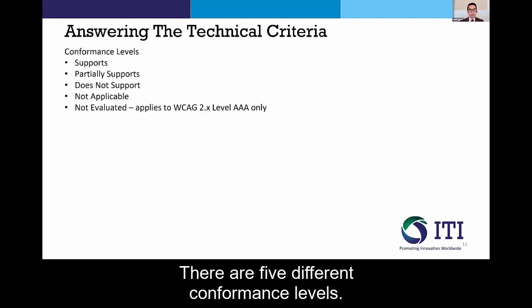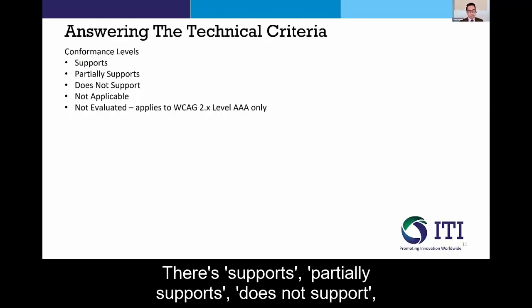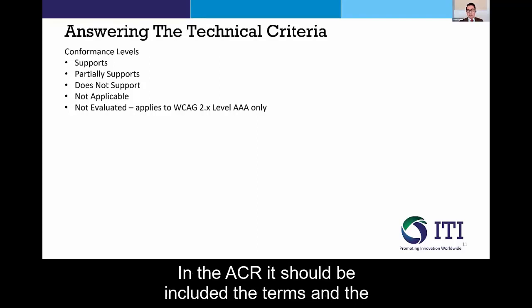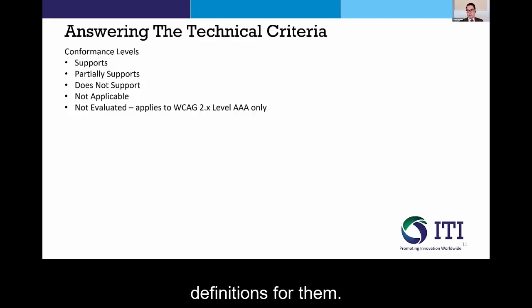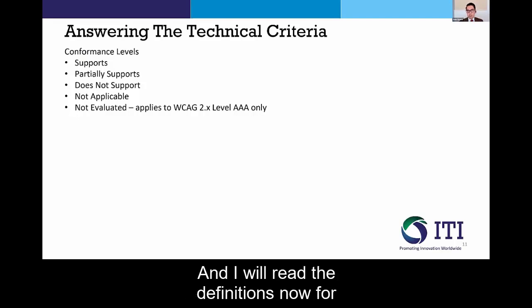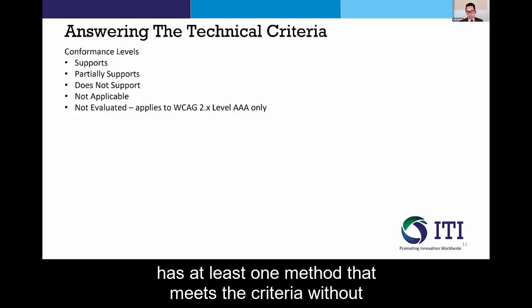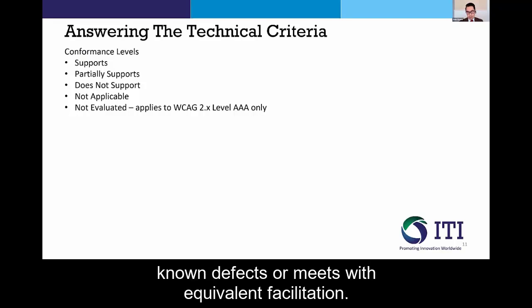There are 5 different conformance levels: supports, partially supports, does not support, not applicable, and not evaluated. In the ACR, the terms and their definitions should be included, and I will read the definitions now for each of them. For supports, the functionality of the product has at least one method that meets the criteria without known defects or meets with equivalent facilitation.